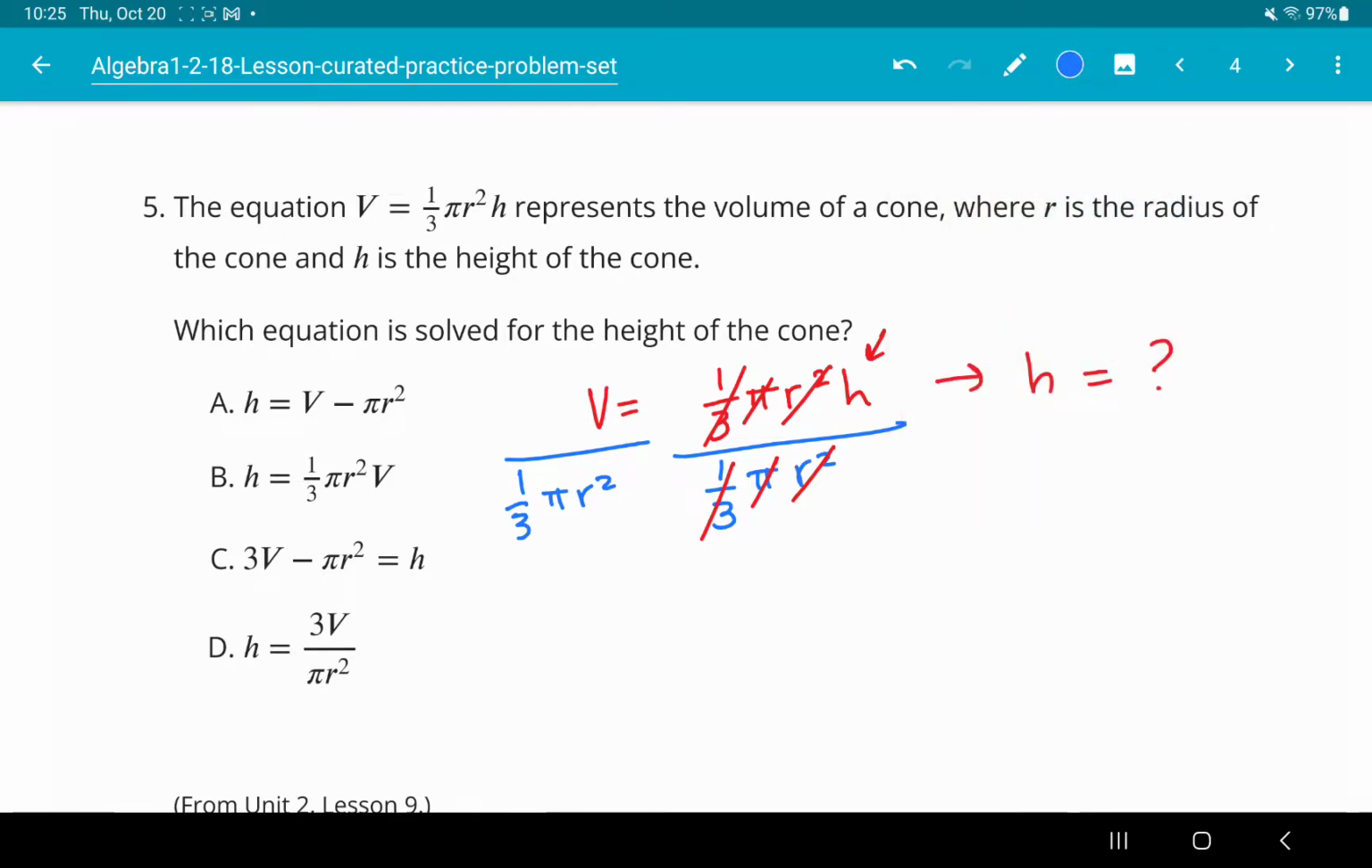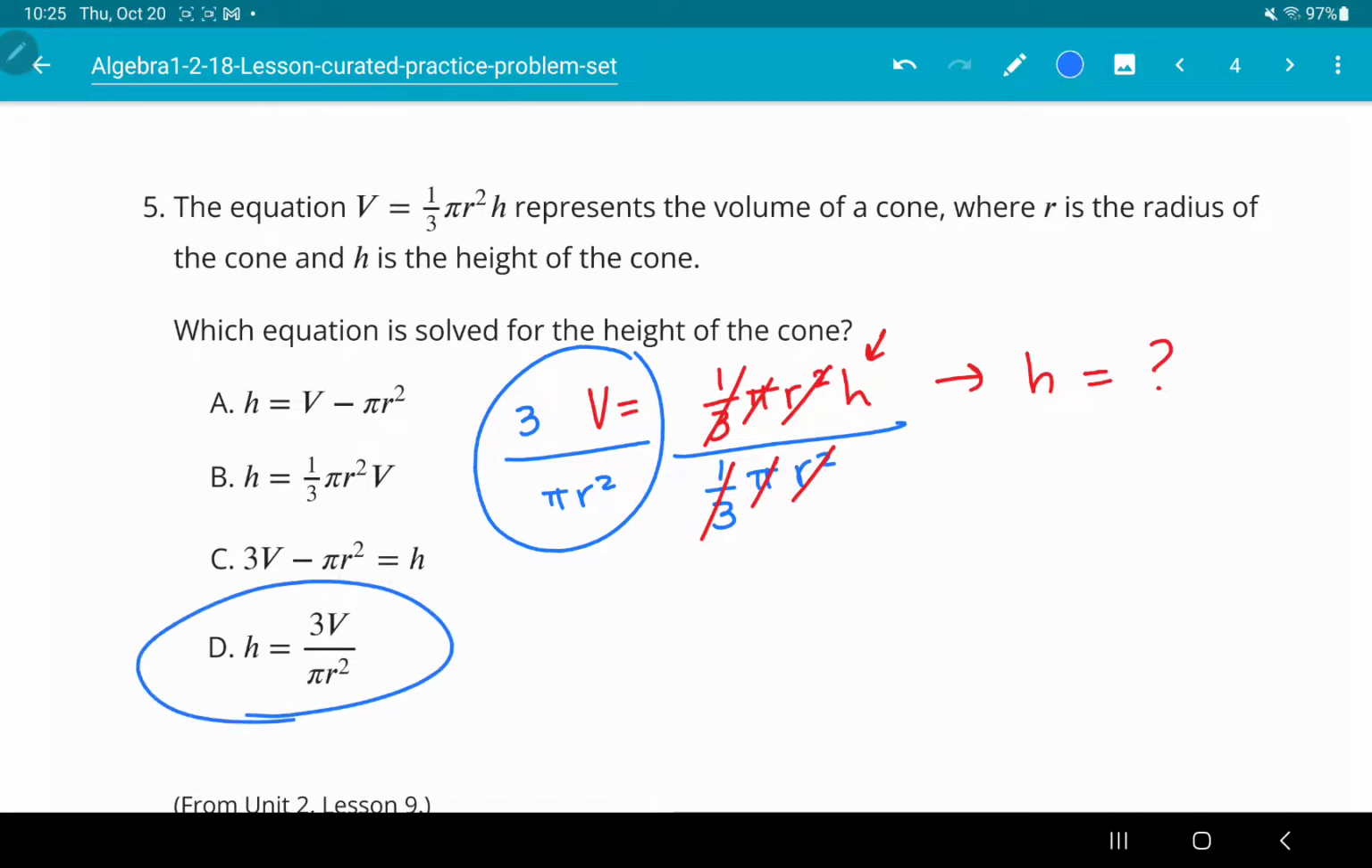So what I'm going to do is take this 1/3 and put it on the top as a 3. So now we'll get rid of that. And there's the equation: 3 times the volume over pi r squared, which is this one right here.